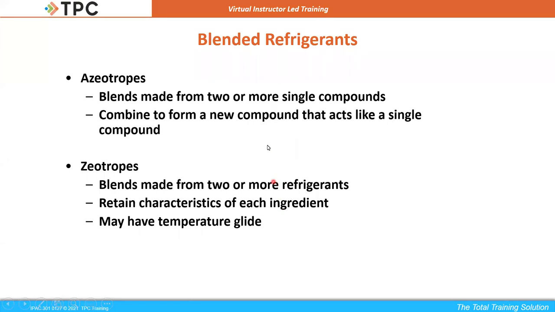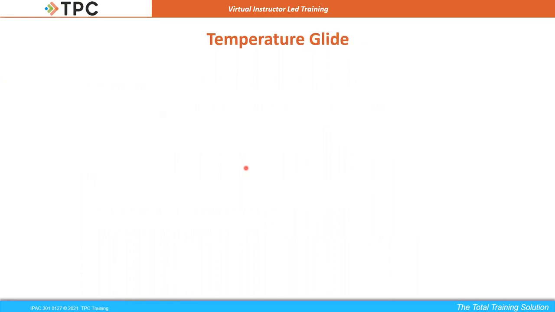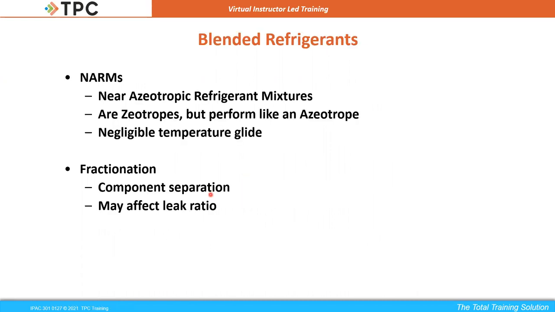Now, also we're looking at blended refrigerants. The R410A is an example of a blended refrigerant. A blended refrigerant is a refrigerant that we have mixed together two different chemicals to combine into one. The problem with blended refrigerants is that we have what we call temperature glide, and we also have fractionation. Fractionation is the first one we're going to talk about.